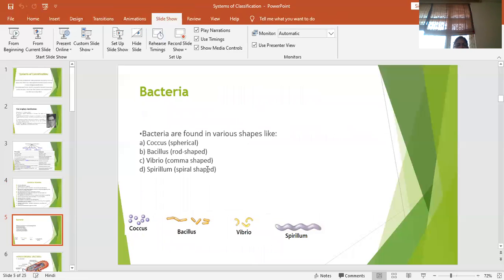Now, the shape of bacteria. Bacteria are found in 4 different shapes: spherical, known as coccus; rod-like, bacillus; comma-shaped, vibrio; and spiral-shaped, spirillum.